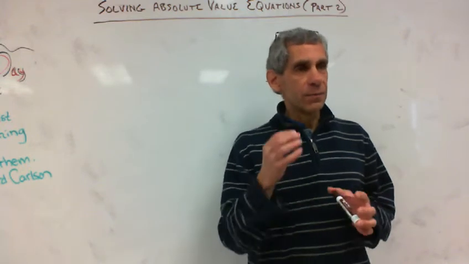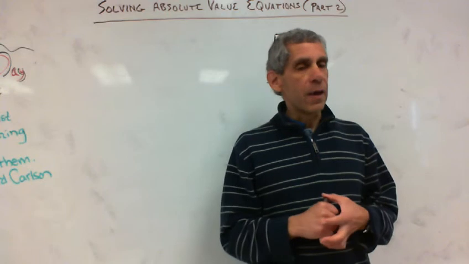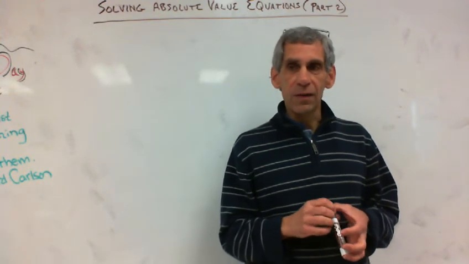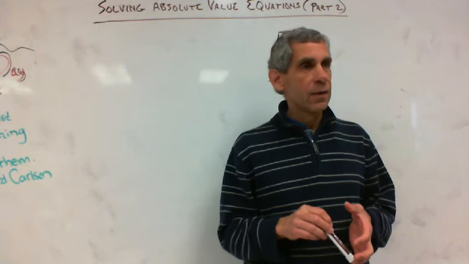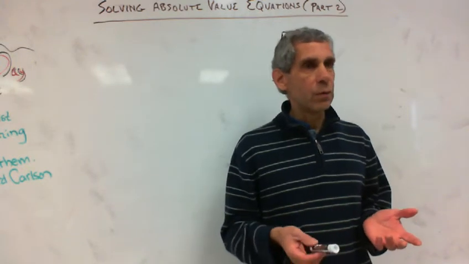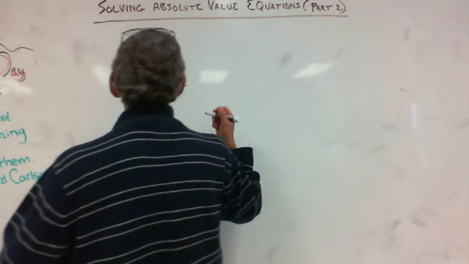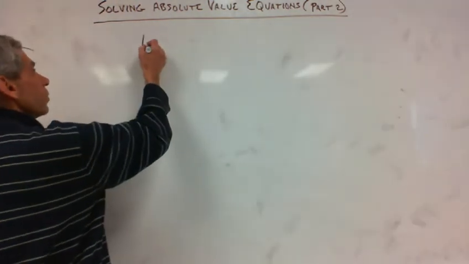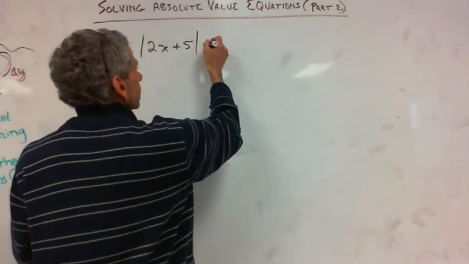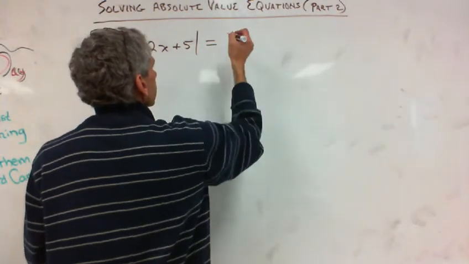So on Monday, we had a lecture where we talked about solving absolute value equations, right? And they were so simple, right? Wouldn't you agree with me? They were really simple. So we're gonna just do one. So we have something like the absolute value of 2x plus 5 is equal to 13.